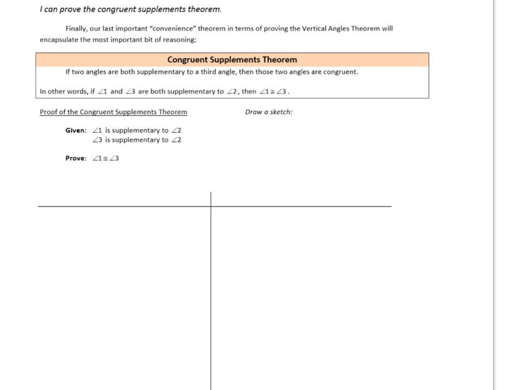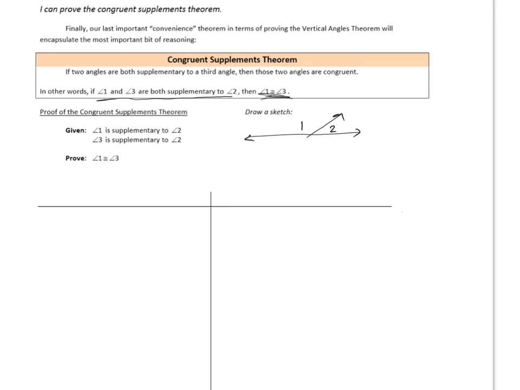The first thing we're told is if two angles are both supplementary to a third angle, then these two angles are congruent. And we're going to rewrite it. So if angle 1 and angle 3 are both supplementary to angle 2, then I want to prove that 1 is congruent to 3. So my givens are that 1 is supplementary to 2. So I'm going to draw that. Okay. I have angle 1 and angle 2. And together, they are in fact making a line because they're supplementary.